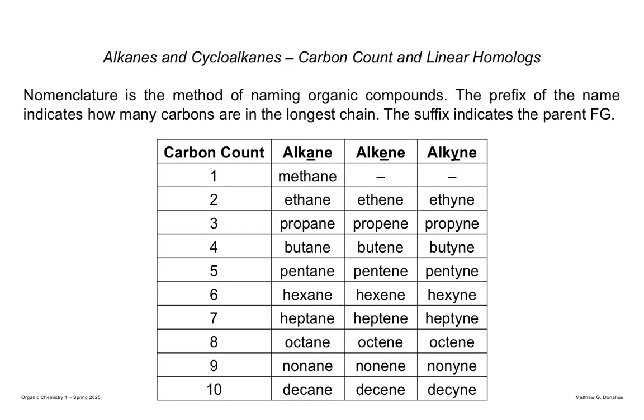So we'll start with nomenclature. It's not the most exciting stuff in the world, but there are rules we can follow to name things, and it's kind of intuitive once you understand the general rules of it. So here I have the carbon counts 1 through 10, and these are names you should just commit to memory. And then the 3 columns, how the name changes based on the functional group. So notice I've underlined. So we have alkanes, alkenes, and alkynes.